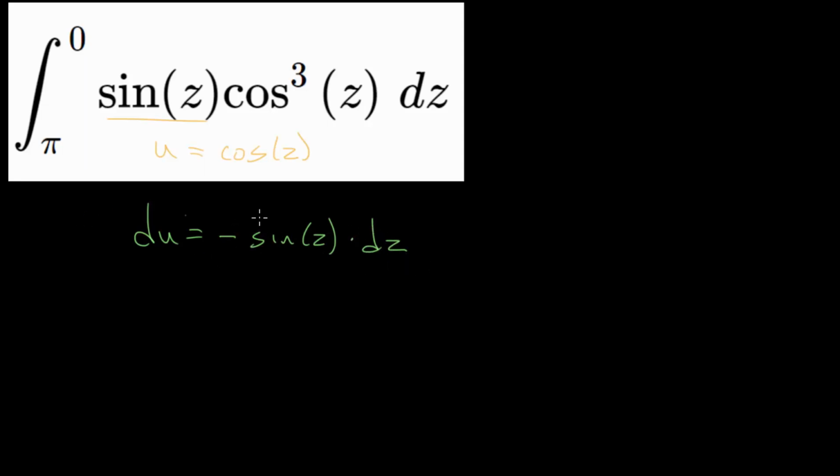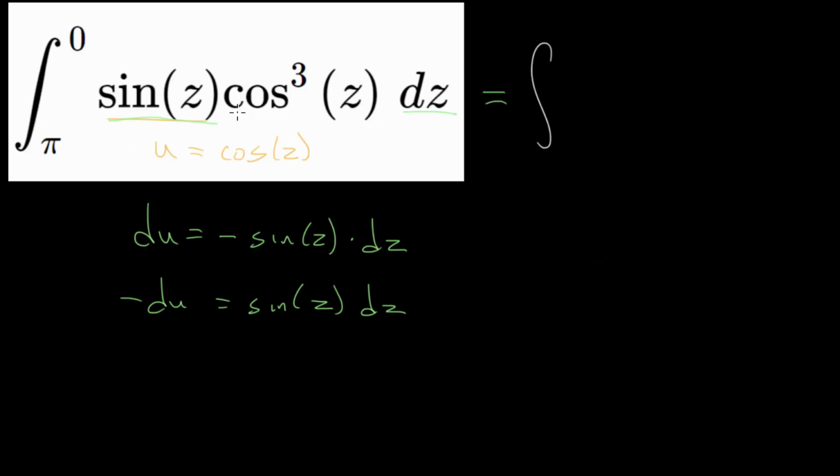If we just multiply each side by -1, we move the negative to the other side, then we can see that we can very cleanly substitute for this differential dz and replace it with minus du here. So let's actually carry out this substitution. For now, I will not rewrite the bounds. We'll put those in a moment.